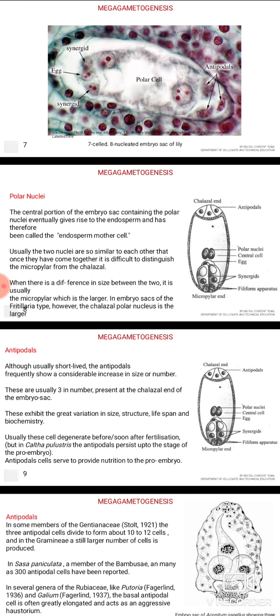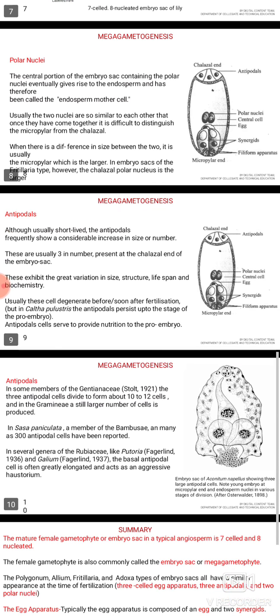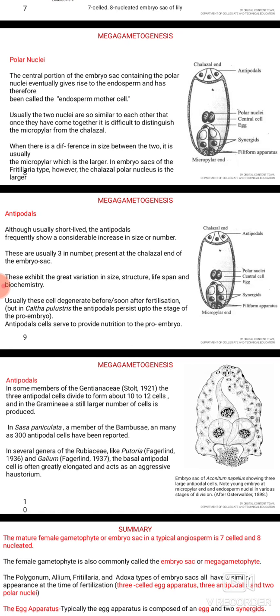Antipodals. Although usually short-lived, the antipodals frequently show a considerable increase in size or number. These are usually 3 in number, present at the chalazal end of the embryo sac. They show great variation in structure, lifespan, and biochemistry. Usually, these cells degenerate before or soon after fertilization. The antipodal cells serve to provide nutrition to the proembryo.